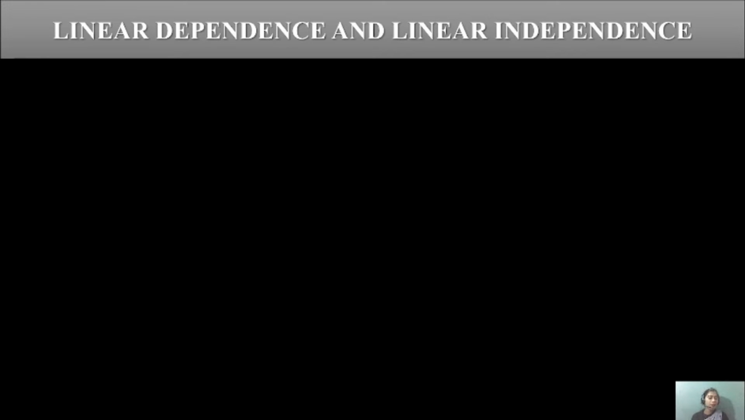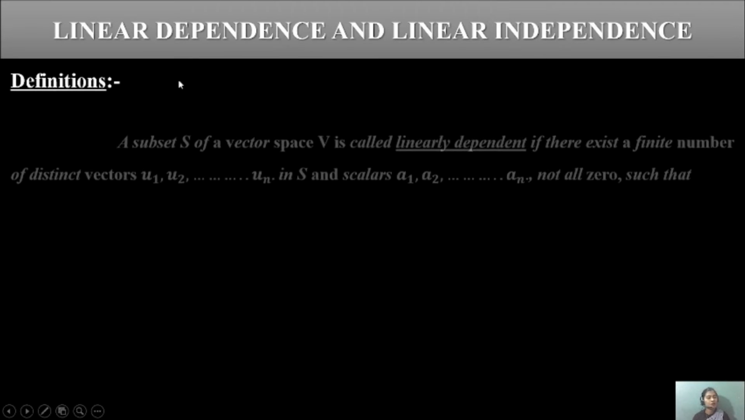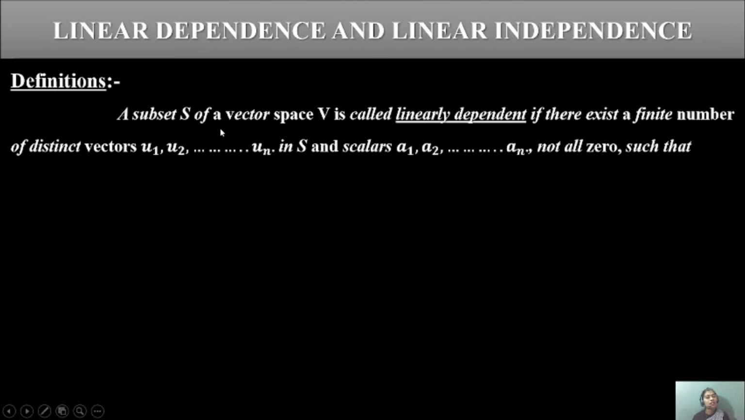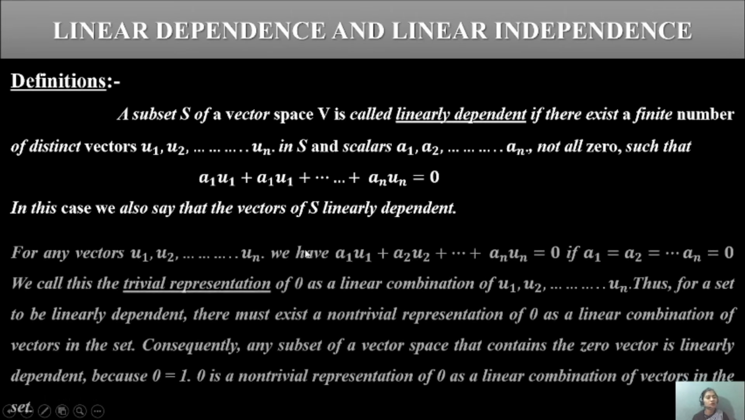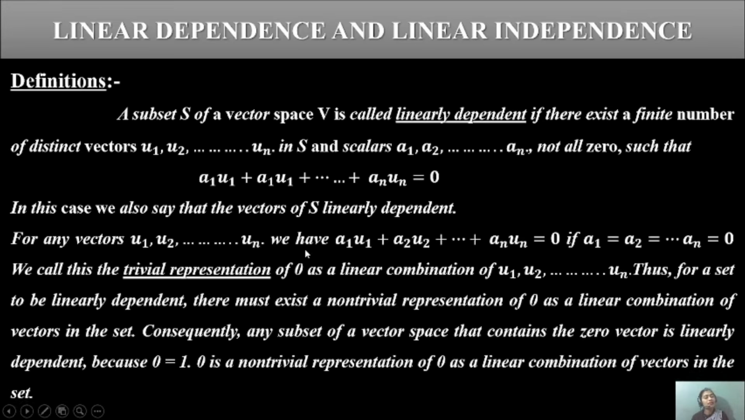Okay, definition. A subset S of a vector space V is called linearly dependent if there exist a finite number of distinct vectors u1 to un and scalars a1 to an, not all zero, such that a1 u1 plus a2 u2 plus an un equals 0. In this case we also consider S as a linearly dependent set. Okay, this is a linearly dependent vector.